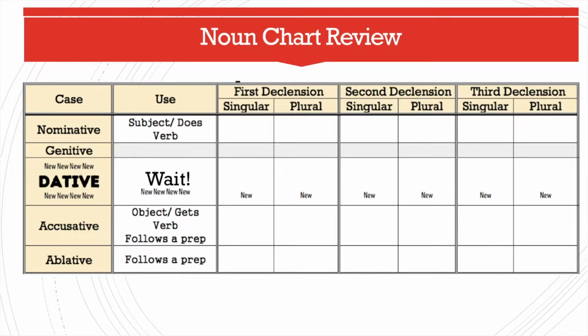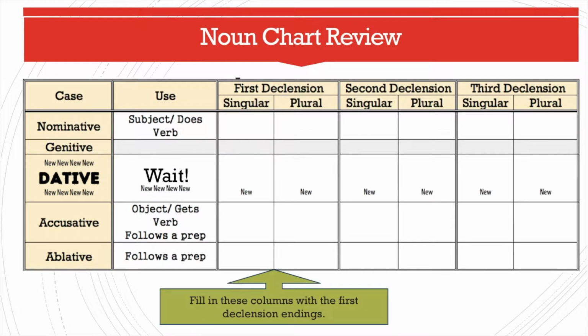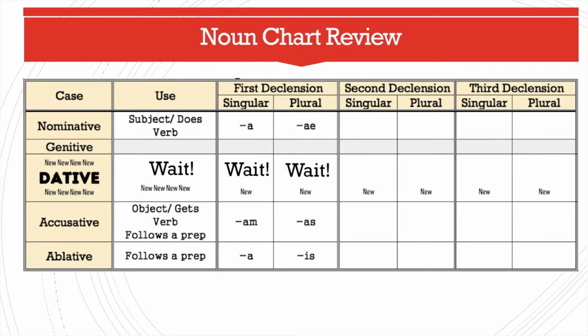All right, then we're going to go through each declension. We're going to start with first declension. Go ahead and fill out this column with the first declension endings. Obviously waiting again on those dative endings. Pause the video. Do that now. Unpause, and there are your answers.